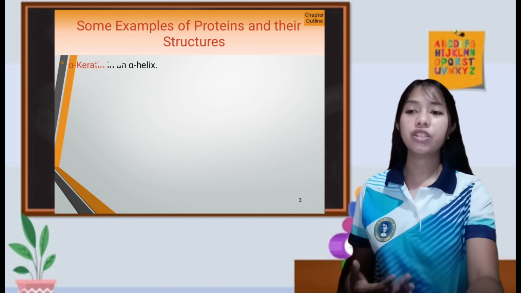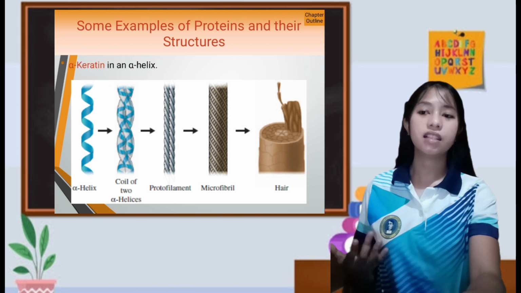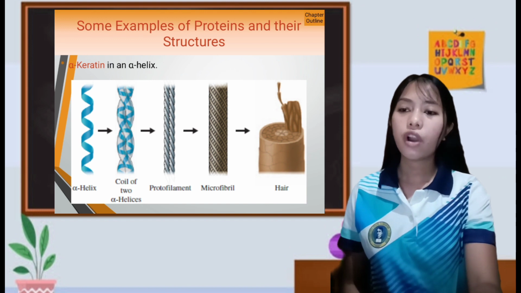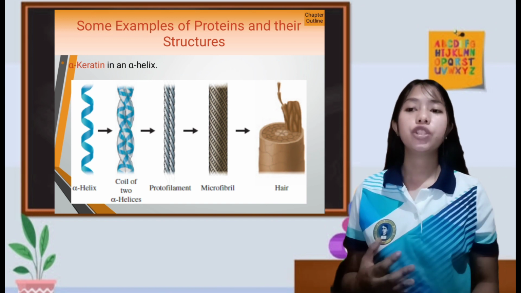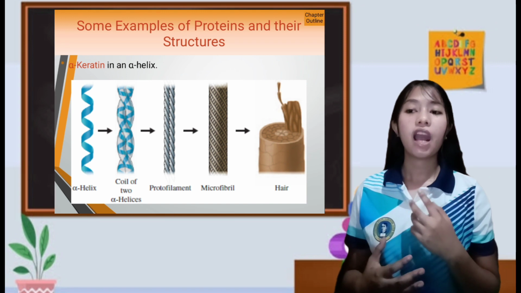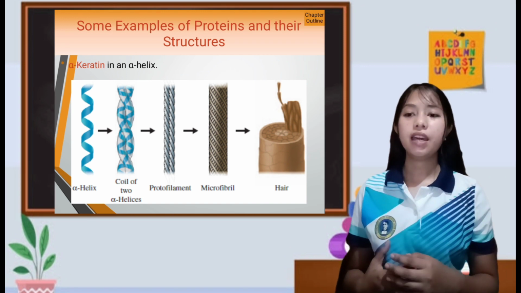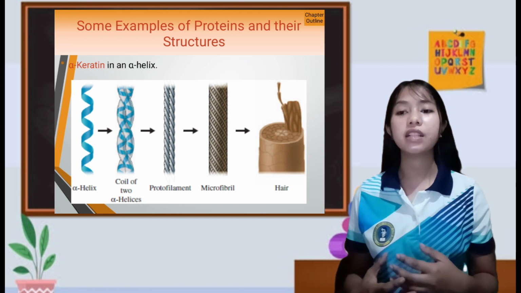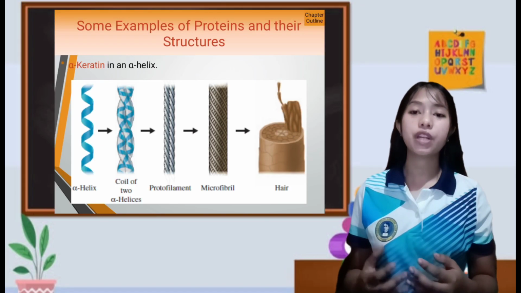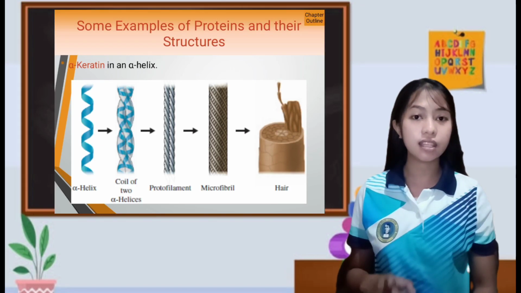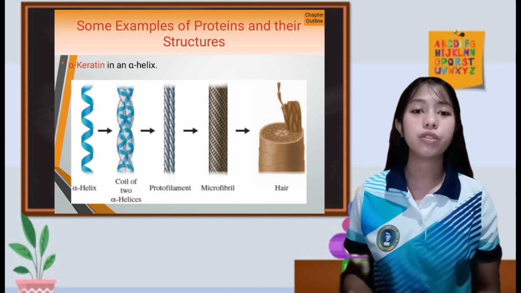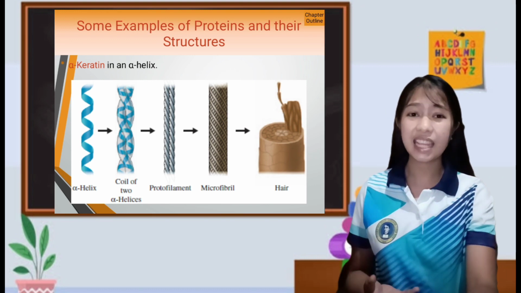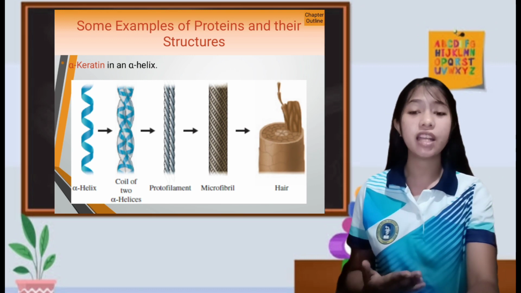So, this is the structure of alpha-keratin, an alpha helix. This is the structure of a helix. A coil of two helices, combined with another helix, forms a protofilament. Next is the microfibril, and next is hair. Our hair is composed of many structures. Even though it is tiny, it has many structures and composites.